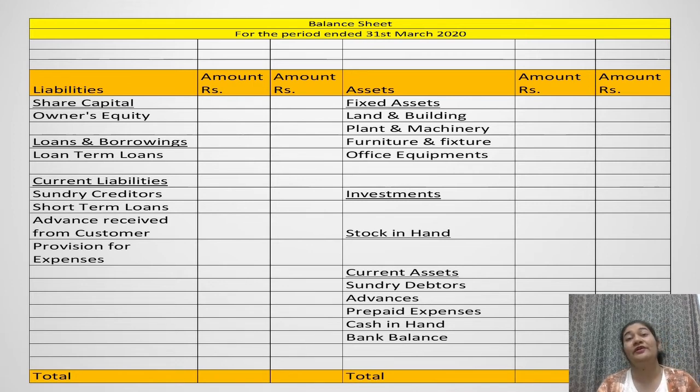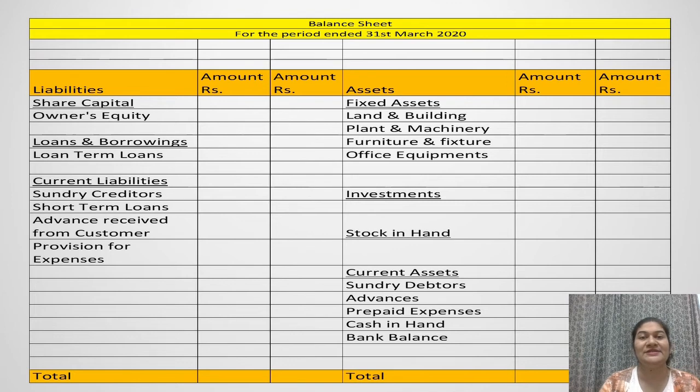Then comes your cash in hand and bank balance. These days, generally, all the transactions are done through bank. Very minimal, very petty expenses are done through cash. So cash in hand will always be a very small amount and bank balance is your cash lying with the bank, which is your asset.